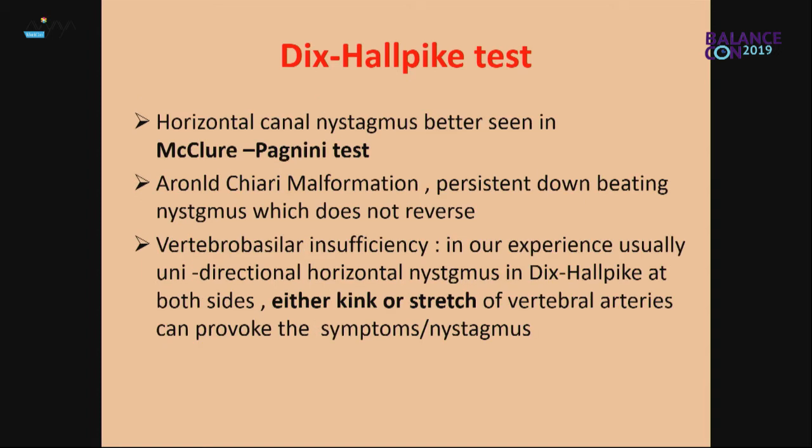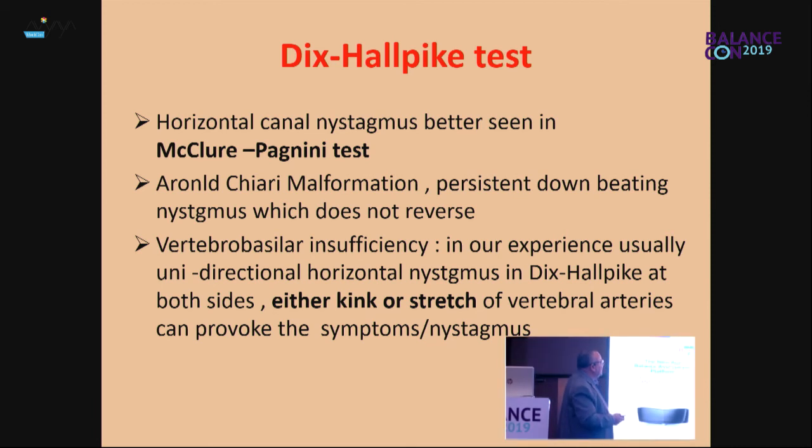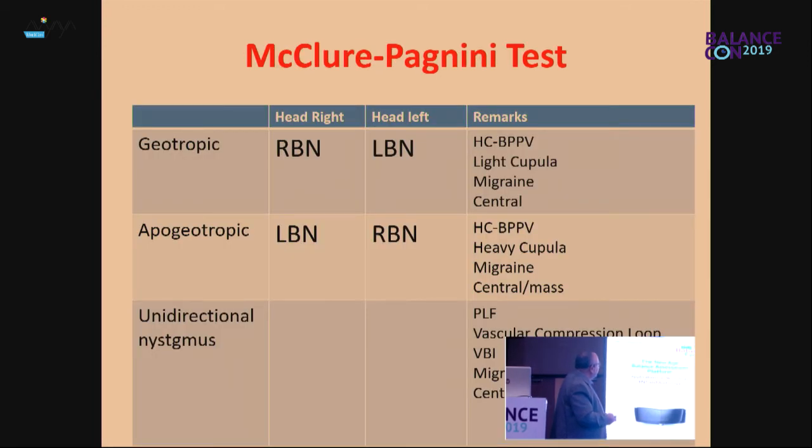Horizontal canal nystagmus is better seen in the McClure-Pagnini test. Even if shown on Dix-Hallpike, go again and do the McClure-Pagnini test. We observed in some cases that it changes direction, so you don't know if it's geotropic or apogeotropic type. So for horizontal canals it's always better to do the McClure-Pagnini test. Arnold-Chiari malformation always presents with persistent downbeating nystagmus which does not reverse. Vertebrobasilar insufficiency, in our experience, gives usual unidirectional horizontal nystagmus on the Dix-Hallpike test at both sides; either kink or stretch of the vertebral arteries can provoke the symptoms and the nystagmus.